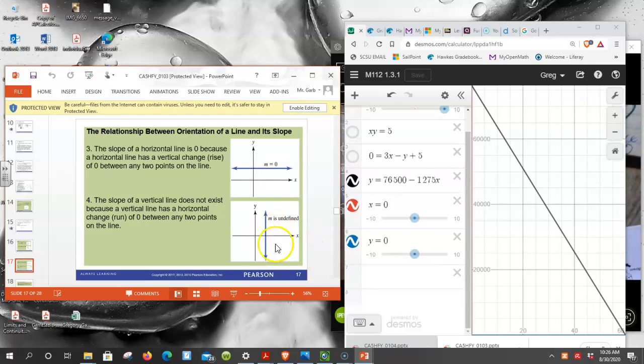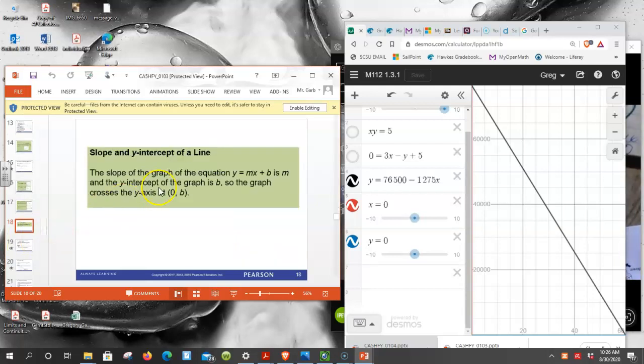And for this one, the slope is not defined because we're kind of dividing by zero. So that's a problem. It's undefined. I mean, it doesn't exist. It cannot be calculated. All right. The slope of the graph.